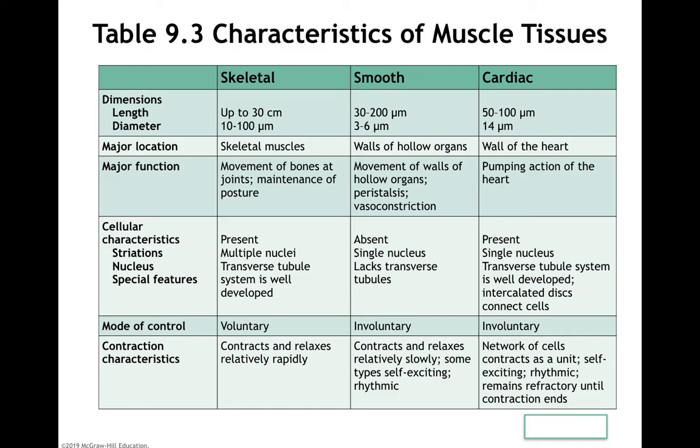So if we take a look at all three of these, if we look at the dimensions, skeletal muscles are up to 30 centimeters, whereas smooth and cardiac are in the range of microns. Skeletal muscle is attached to bones, smooth is in the walls of hollow organs, and cardiac is in the walls of the heart. The function is movement of bones at joints for skeletal, movement of walls of hollow organs for smooth, and cardiac is pumping blood.